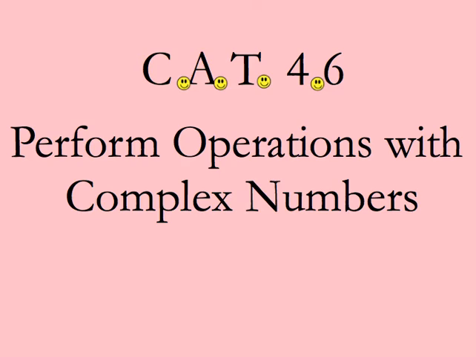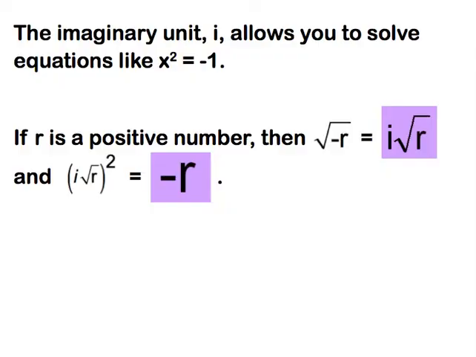Section 4.6 is on operations with complex numbers. First of all, we talk about the imaginary unit, which is an i. That allows you to solve equations like x squared equals -1, because typically when you square anything, you should get a positive answer. So we define if r is a positive number, then the square root of -r is i square root r. And i square root r squared is -r. Better put, the square root of -1 is i.